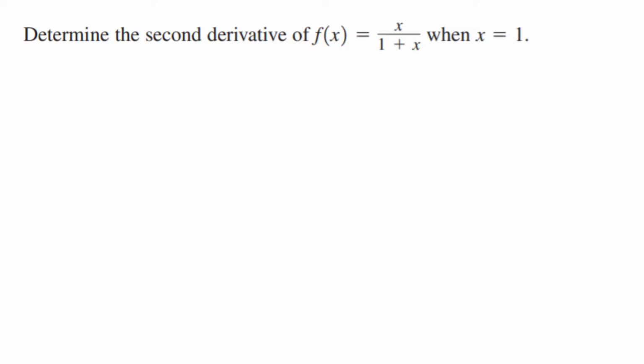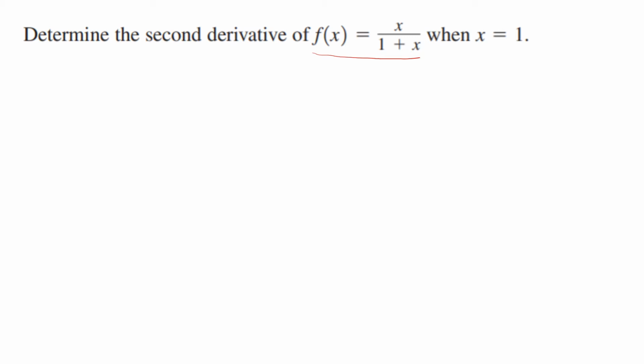In this problem, all we need to do is determine the second derivative of f(x) equals x over 1 plus x when x equals 1. Like I said, the first thing I'm going to do is take the derivative of this, and then I take the derivative again for the second derivative. So let's start by taking the derivative of this.